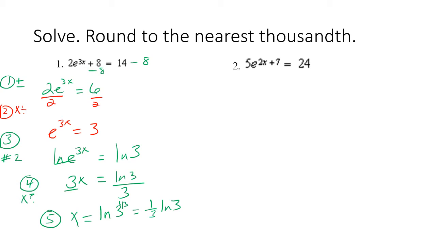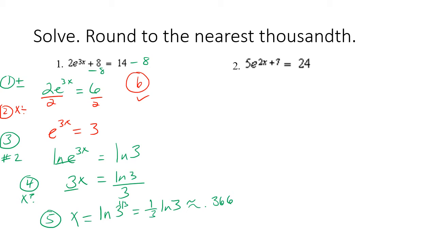So we have natural log of 3 divided by 3, and that gives me approximately 366 thousandths. Okay, so this is my approximate value. Step 6 is to check yourself. Step 6 is where we check.